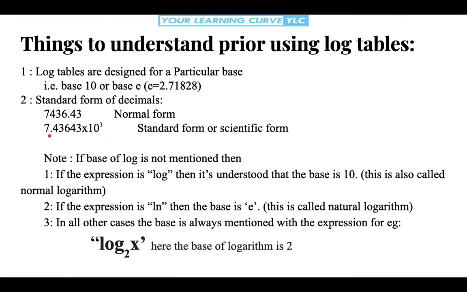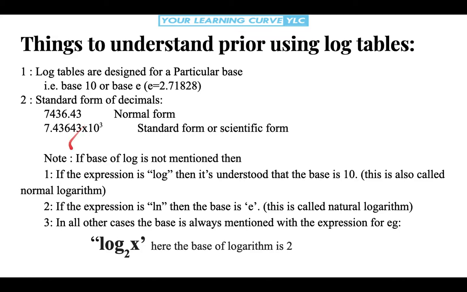Here you see 7.43643 is the number between 1 to 10, and the decimal places which we shift we adjust by multiplying a multiple of 10, that is 10 cube. If you multiply this 1000 into this number we get 7436.43. So basically these two numbers are same. This form is called the standard form or scientific form of the number. It is just a representation. We are not changing the number.